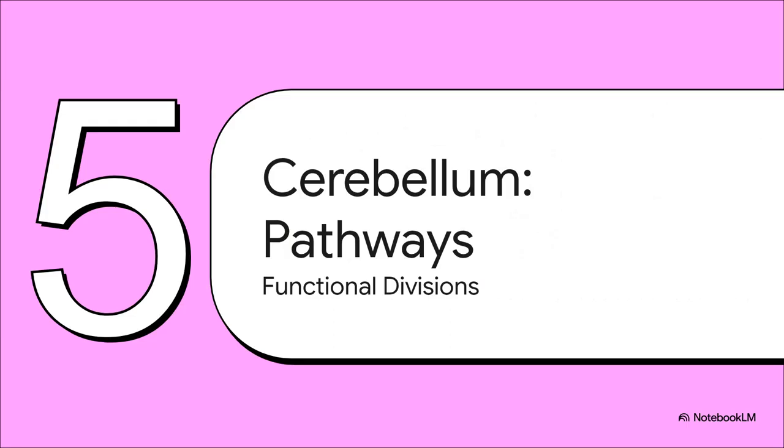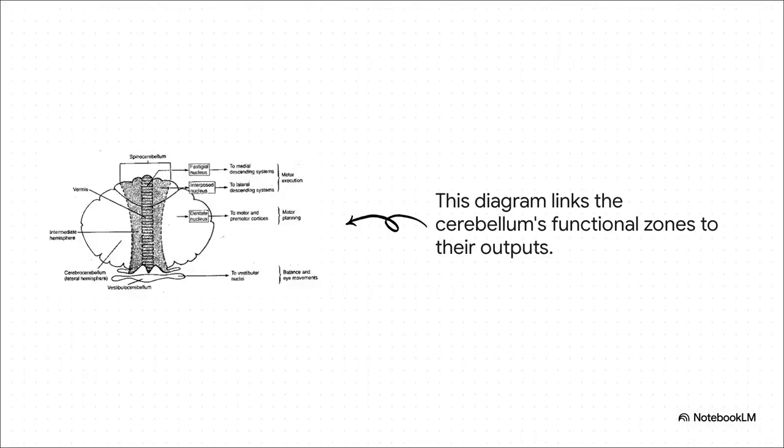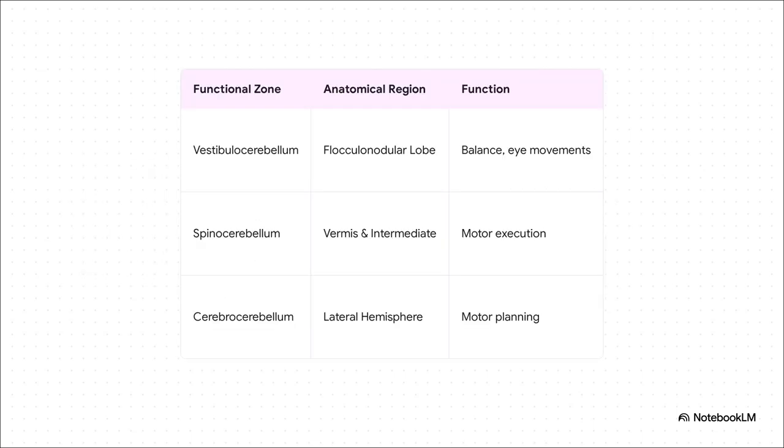Okay, so now that we know the parts, let's link the cerebellum structure to its function by tracing its main input and output pathways. This slide right here is really the key to understanding cerebellar function. We can literally trace the flow of information for each functional zone. First, down at the bottom, the vestibulocerebellum projects out to the vestibular nuclei, which handles balance. Next, the central spinocerebellum projects to the descending motor systems to help execute movements smoothly. And finally, the large lateral cerebrocerebellum projects up to the motor and premotor cortices, which is all about planning your movements. And this table gives us a perfect summary of what we just saw.